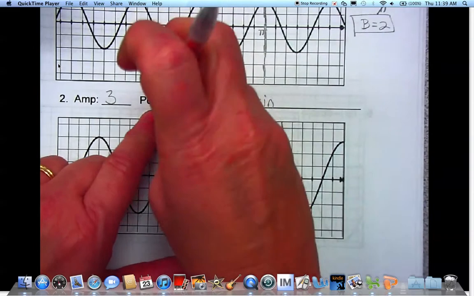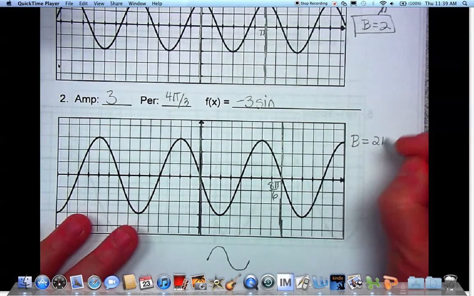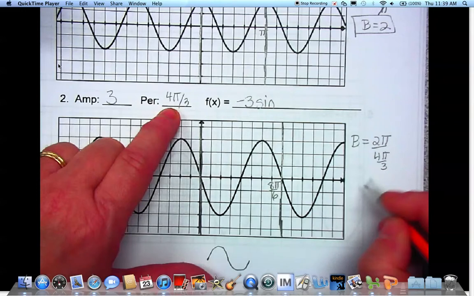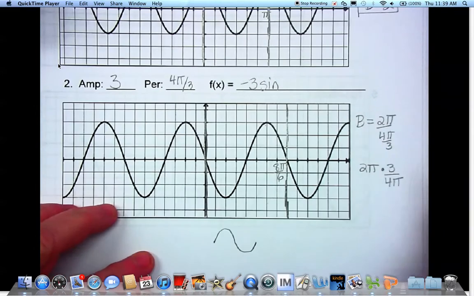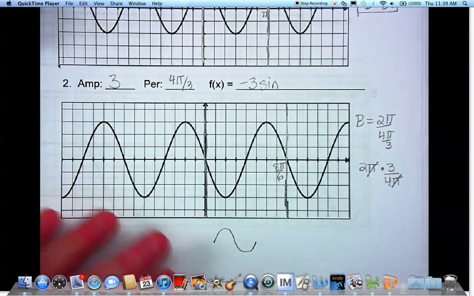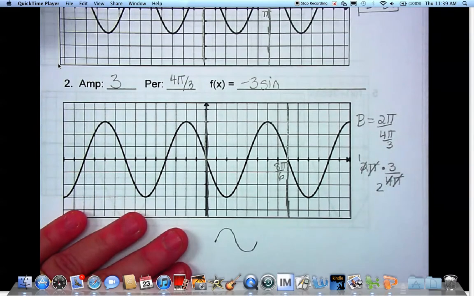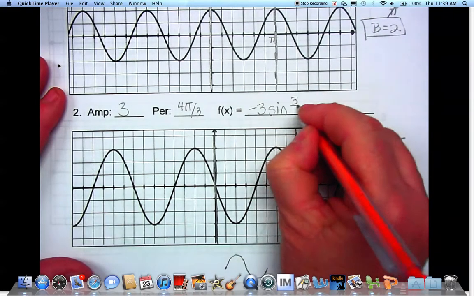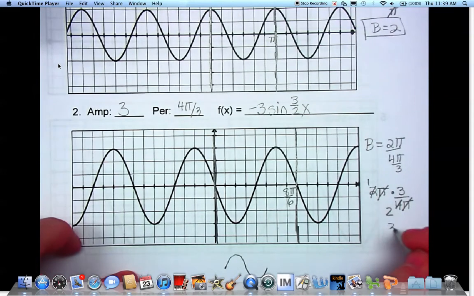What we need is b. So we have to do b equals 2 pi divided by the period, which is 4 pi over 3. So we'll do 2 pi times 3 over 4 pi. The pi's cancel, and then the 2 goes into the 4 twice, so we get 3 halves. So it's 3 halves x.